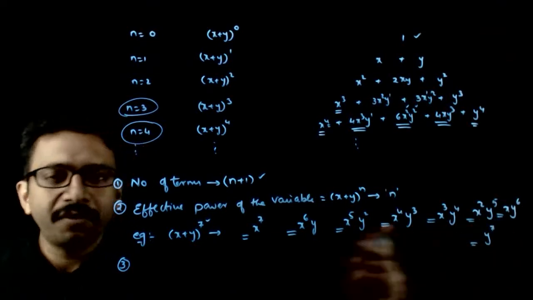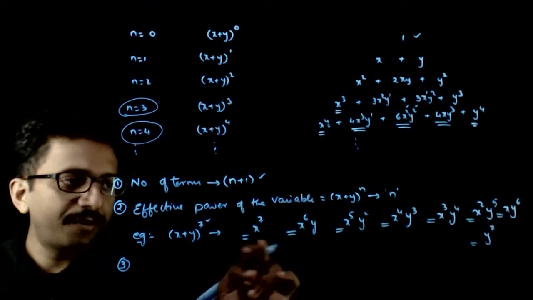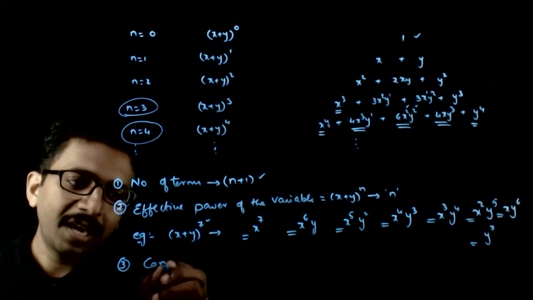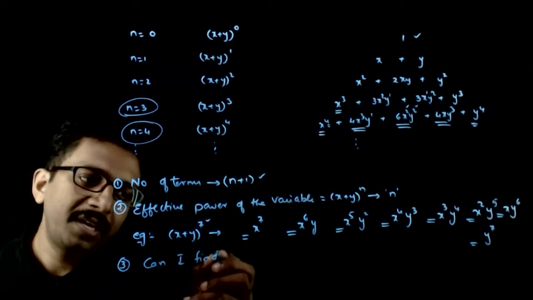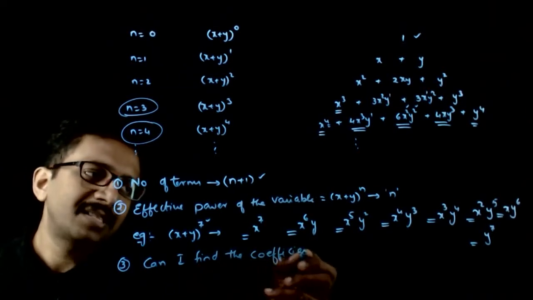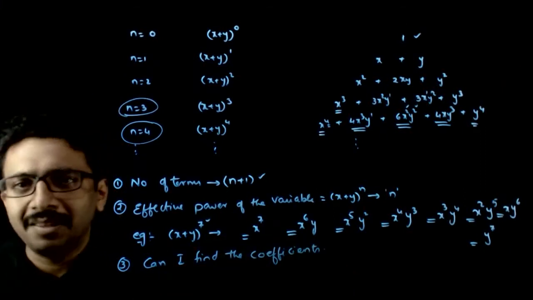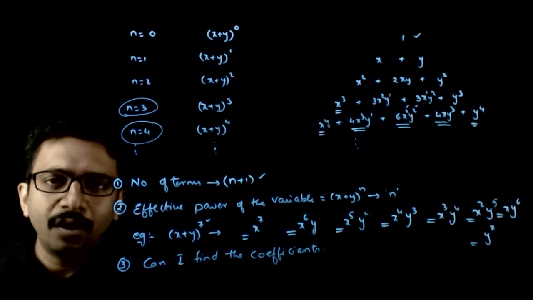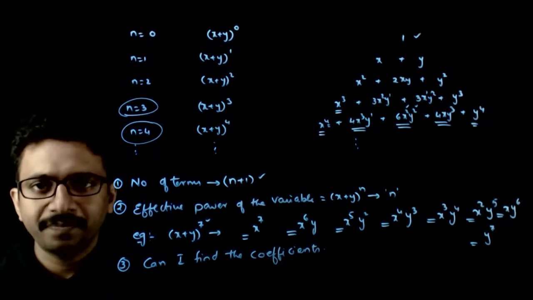So, effectively if I want to do the expansion, I just need to find the coefficients of this. So the next question becomes, can I find the coefficients? If I can somehow find the coefficients, my binomial theorem is done. The basic binomial theorem is done. So let us look at how we can get the coefficients.